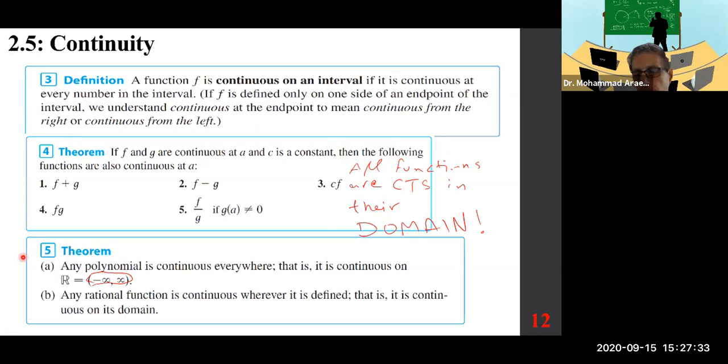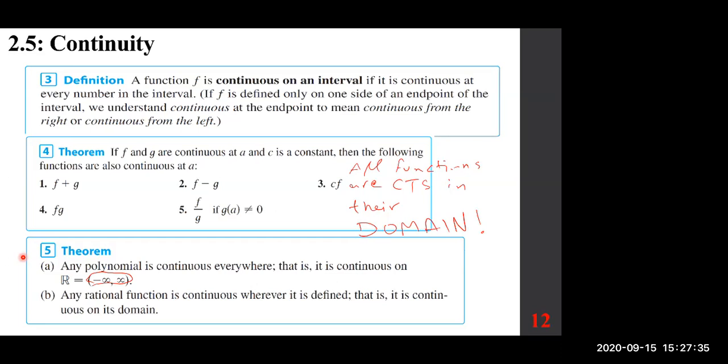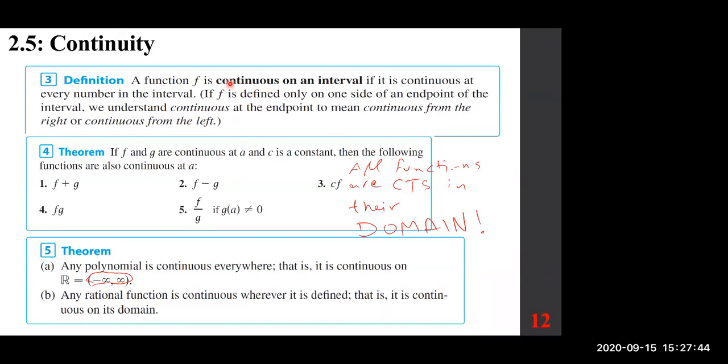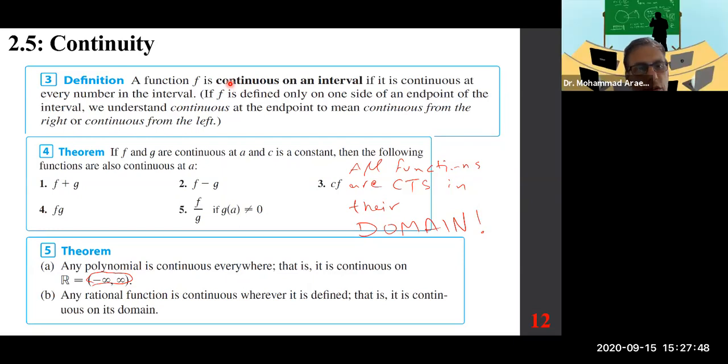Professor? Yes. Quick question. What does CTS mean again? Continuous. Okay, continuous. Thank you. CTS stands for continuous. All right. CTS, continuous.